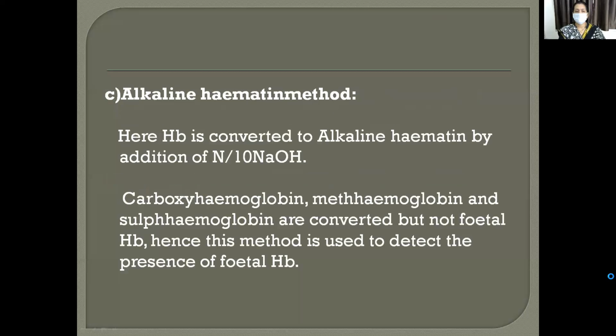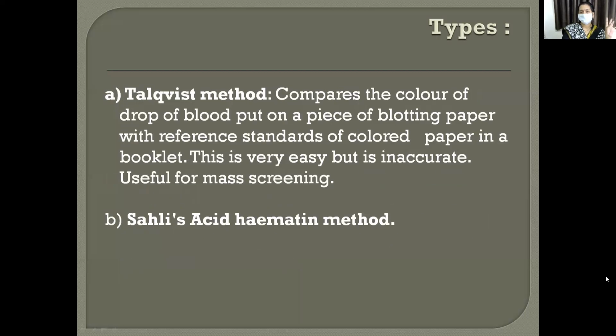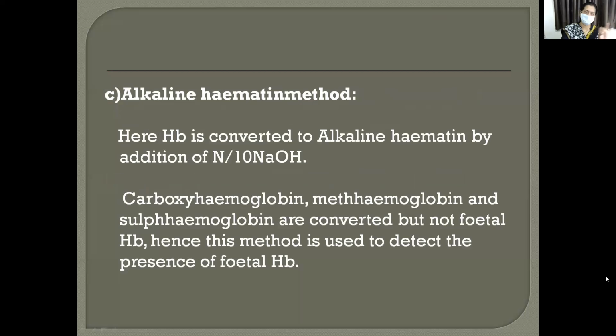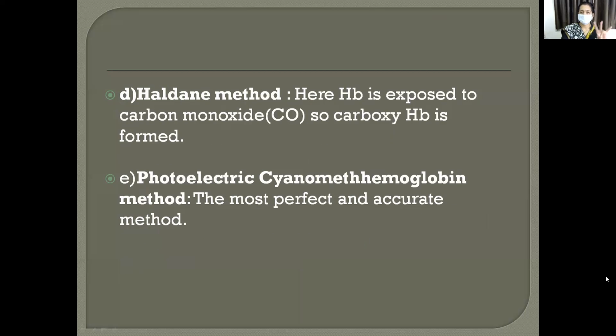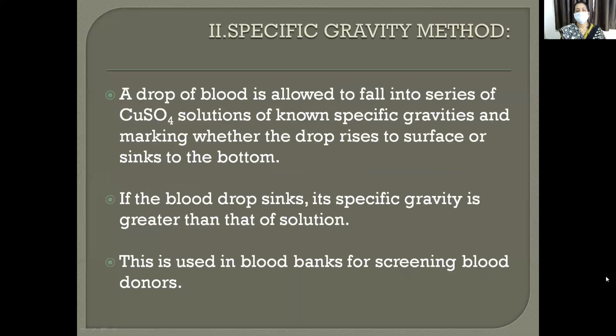So we have known the 5 colorimetric methods: the Tallquist method, acid hematin or Sahli's method, alkaline hematin method used for HbF, the Haldane method which uses carbon monoxide, which we're not using though accurate, and the photoelectric cyanmethemoglobin method. All these are the colorimetric methods which are used preferentially over the other methods. Then coming to the second one, that is specific gravity. A drop of blood is allowed to fall into a series of copper sulfate solutions of known specific gravities, and we mark whether the drop rises to the surface or sinks to the bottom.